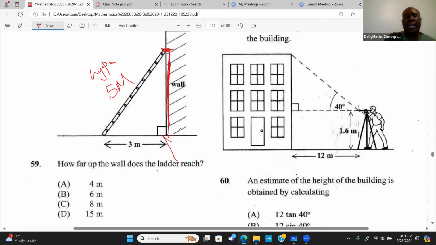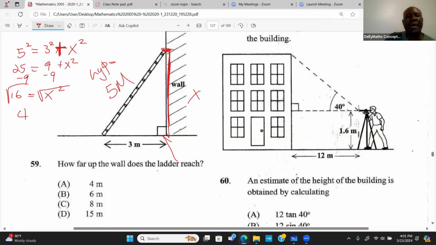I'm not going to do anything else. Matter of fact, you can't do anything else. So it is suggested that 5 square is equal to 3 square plus, I'm just going to call that side x, x square. So this is going to give me 25, which is equal to 9 plus x square. Let's subtract the 9 from both sides. So 16 is equal to x square. Taking the square root of my 16, my answer x is actually 4.